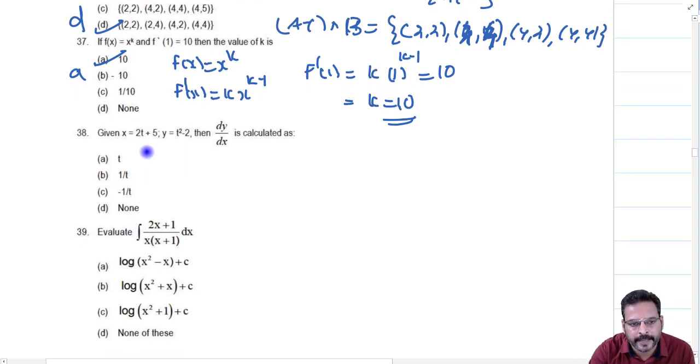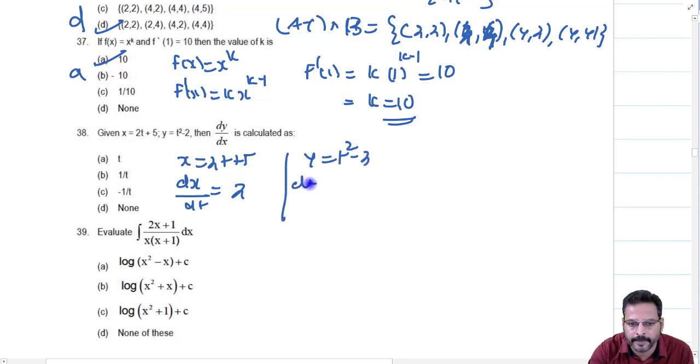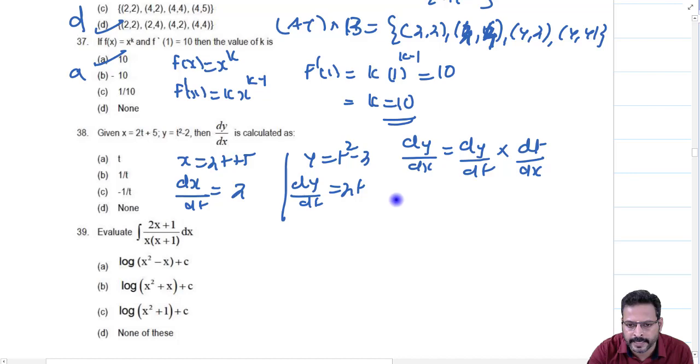So then, parametric equation x is equal to 2t plus 5. That means with respect to t, differentiating, dx by dt is equal to 2. Then y is equal to t square minus 2, dy by dt becomes 2t. Then we have to find dy by dx is equal to dy by dt into dt by dx. That implies 2t into 1 by 2. 2 gets cancelled. Answer is equal to t.